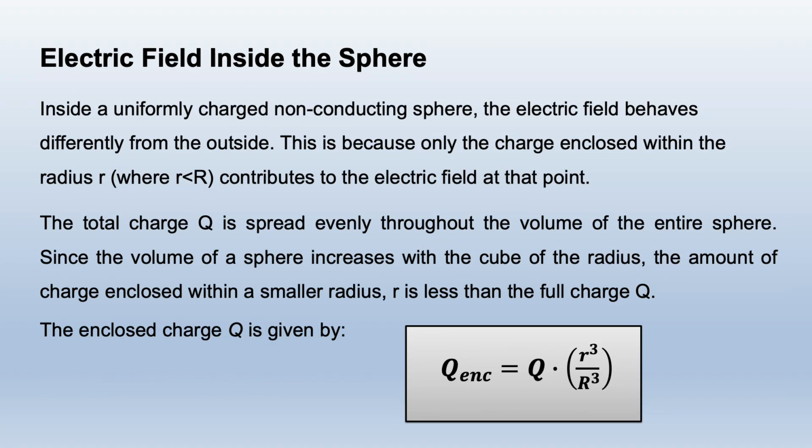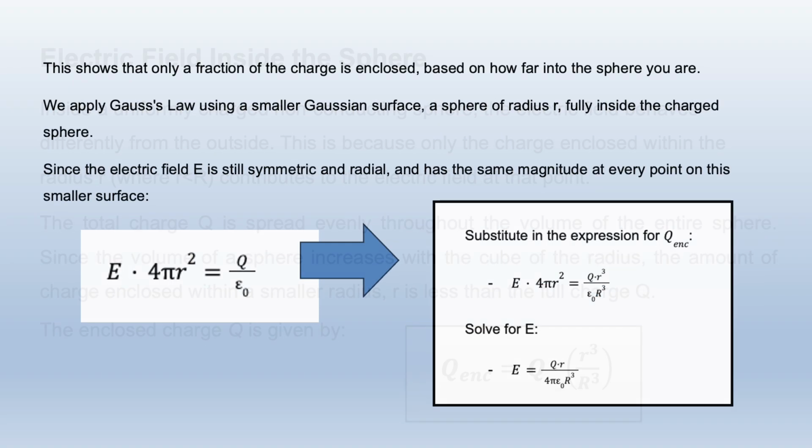Here we can explain inside a non-conducting sphere. Only the charge within the radius affects the field. Since the charge is spread through the volume, the enclosed charge grows with r cubed, so the field gets weaker nearer to the centre.